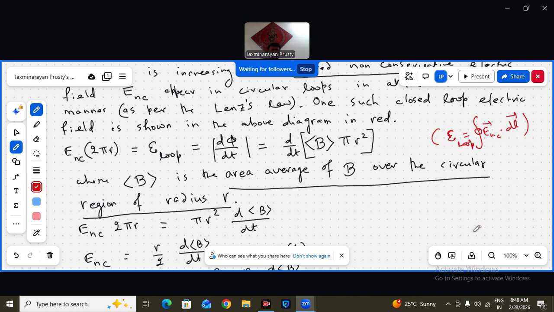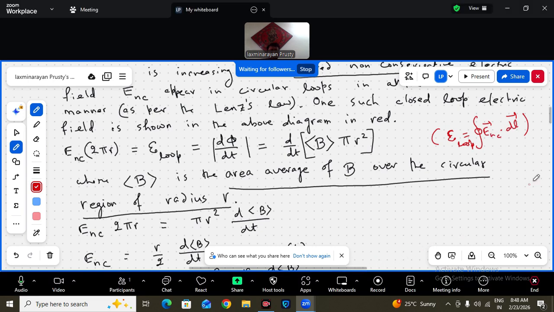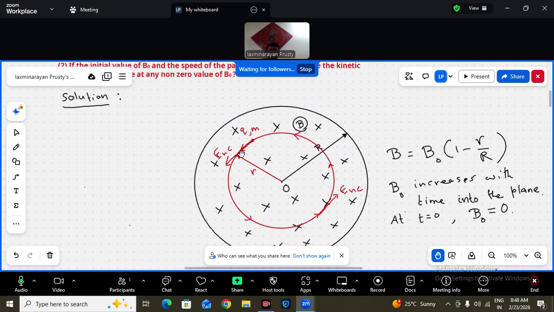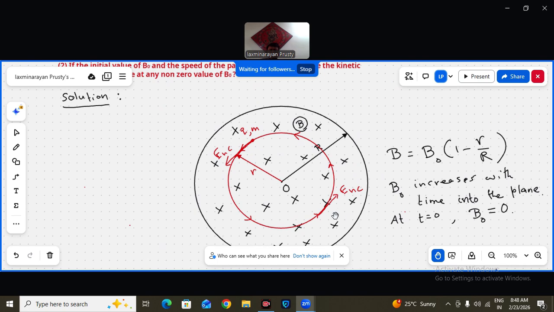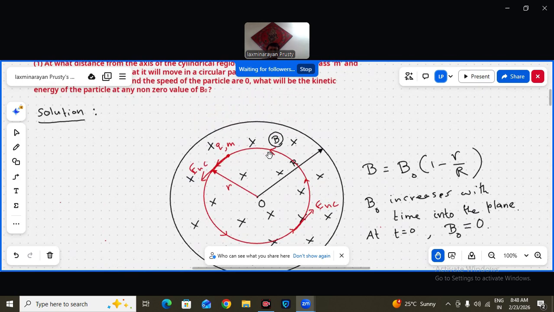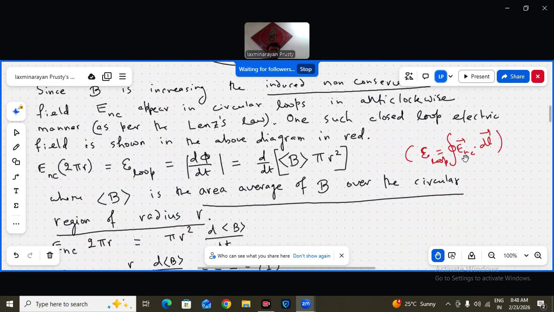You can take out E_NC. How can I take out E_NC? Because E_NC is of constant magnitude and parallel to dl. As you can see here, it is parallel to dl. So E_NC dot dl is E_NC dl. E_NC is constant because of symmetry. I can't refer to any point as different from any other point on this loop. So E_NC must be the same throughout all points. So E_NC is taken out, and the integral of dl is 2 pi r.